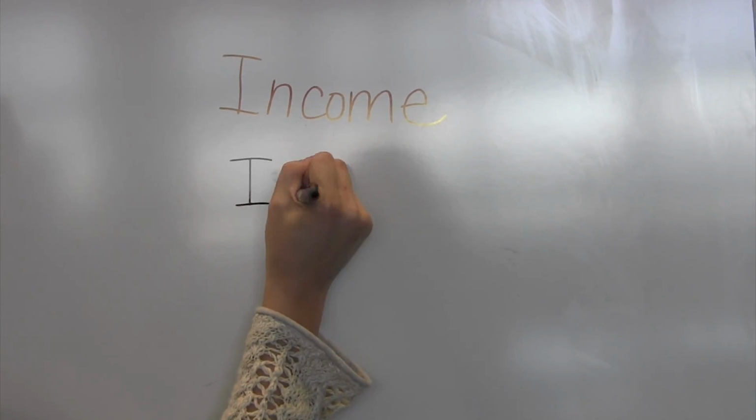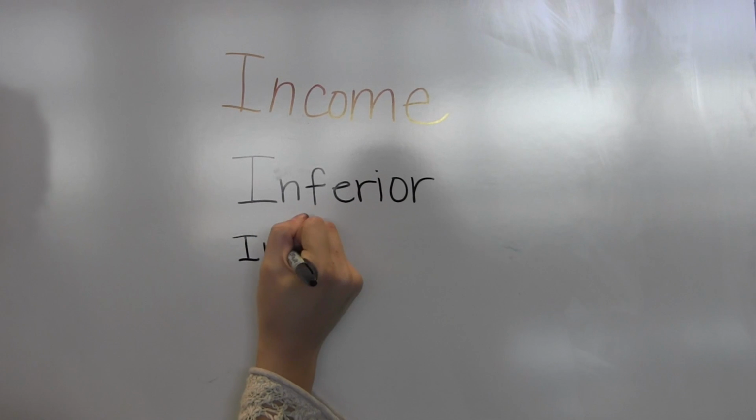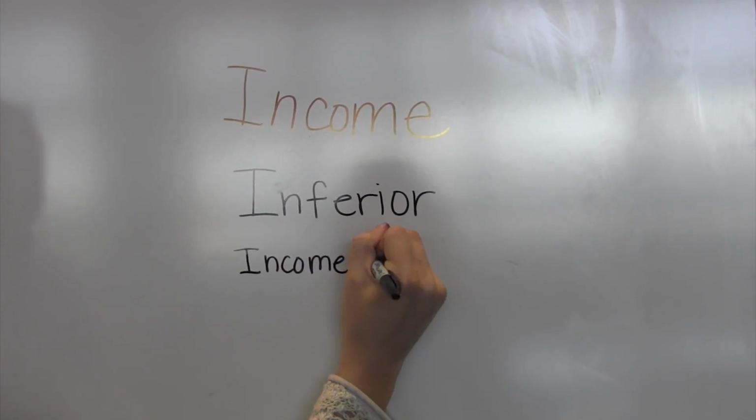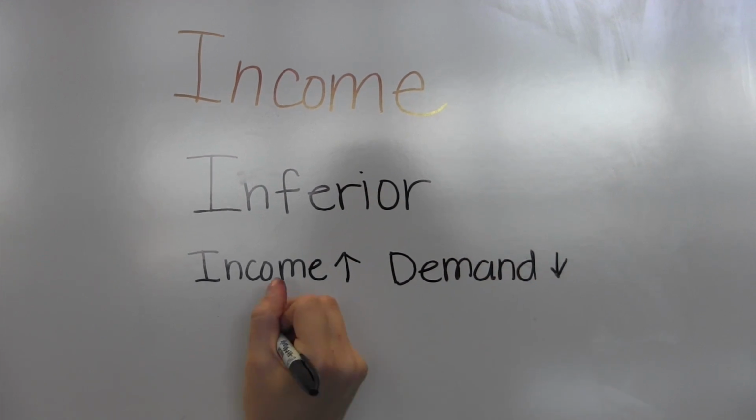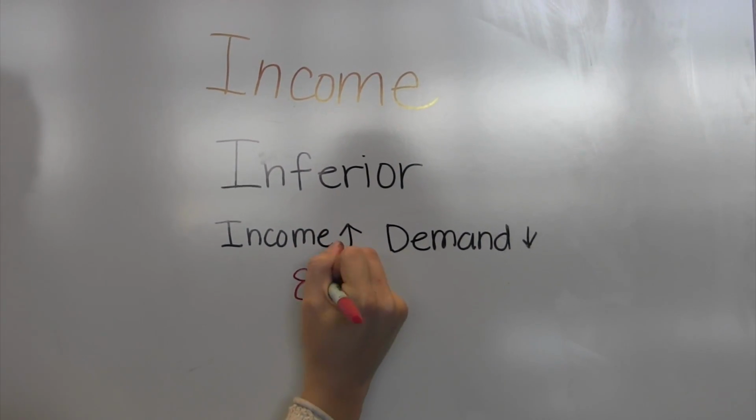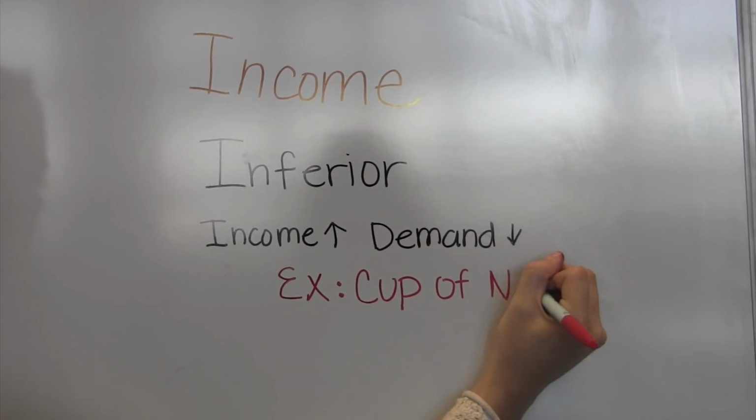Now let's go over inferior goods. If income rises and the quantity demanded of the good decreases, that good is considered inferior. Take cup of noodles, for example. When your income rises, the demand for cup of noodles goes down and the curve shifts to the left.